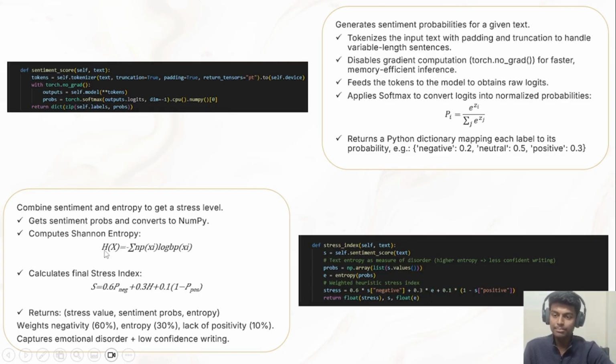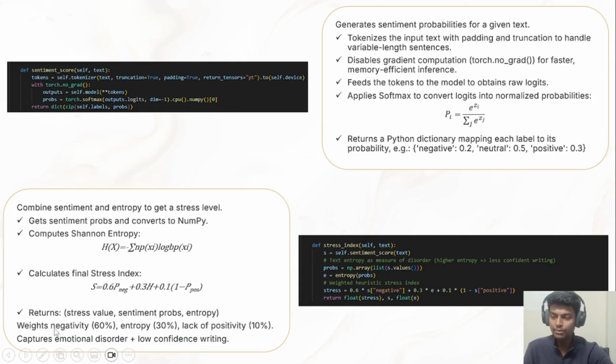So we are computing the Shannon entropy, that is the summation of minus p log p. P is my output that we are getting. Suppose we got negative 0.2, neutral 0.5, positive 0.3. So while calculating the entropy, it will be minus 0.2 log 0.2, minus 0.5 log 0.5, minus 0.3 log 0.3. So it will sum to the entropy.